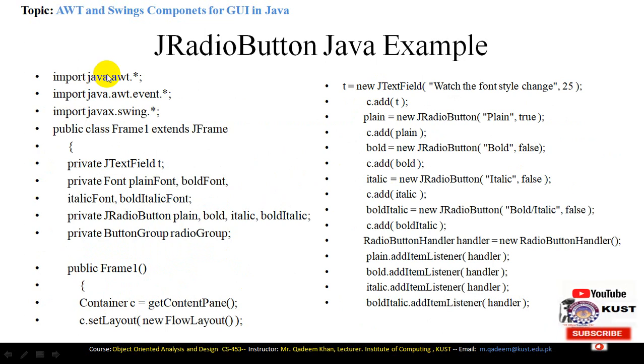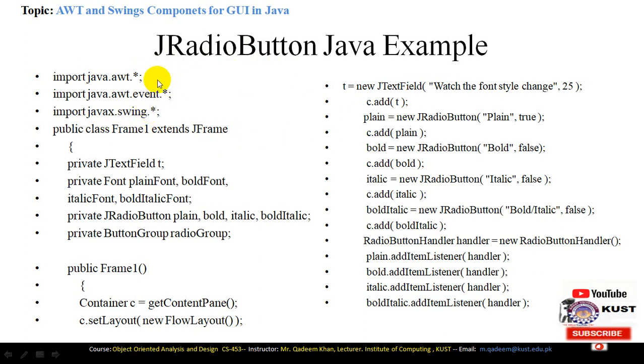First of all, we have defined different libraries for this example. First one is java.awt.*. This is the Abstract Windowing Toolkit library, and it is used to define the frame, or in fact define the container for the Java GUI. Next, we have the java.awt.event.* library. This library is used for event programming in Java. Next one is the javax.swing.* library. This library is used to define the swing components, and JRadioButton is one of the swing components.